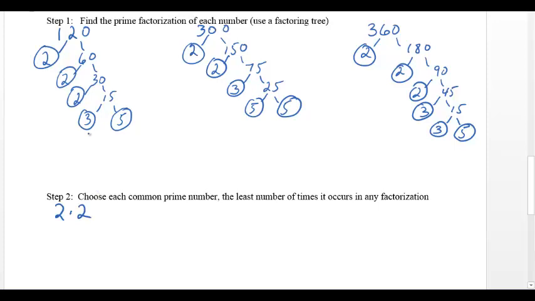Now let's come to the next factor, 3. 3 occurs 1 time in the factorization of 120, one time in the factorization of 300, and 2 times in the factorization of 360. The least number of times 3 occurred was 1, so we use 1 factor of 3. Now we come to the next factor, 5. 5 occurs 1 time in the factorization of 120, 2 times in the factorization of 300, and 1 time in the factorization of 360, so we use 1 factor of 5.